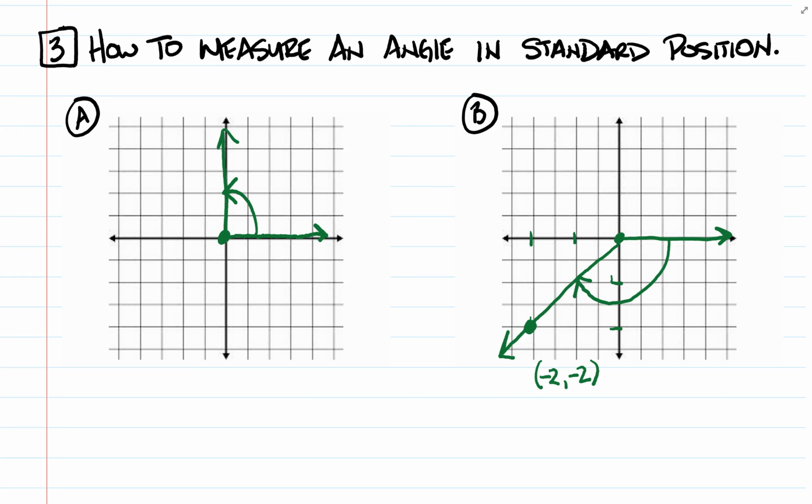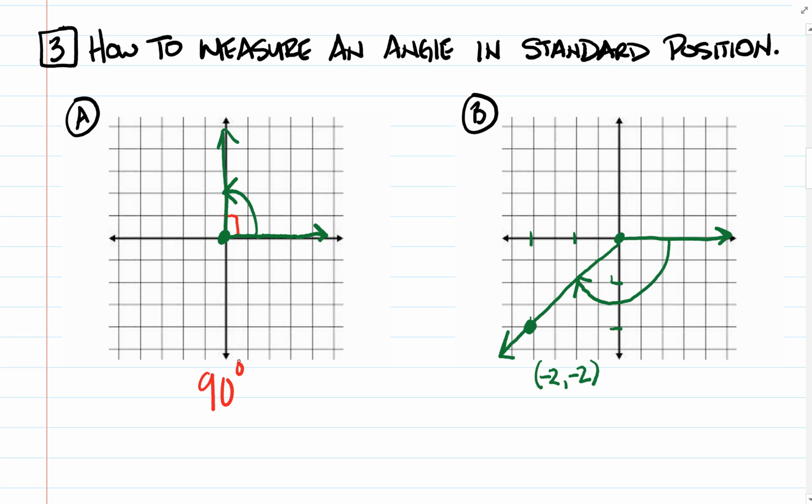Okay, box number 3 suggests how to measure an angle in standard position. So it doesn't suggest, it tells you how to do it. So I have 2 examples for you. I have A and I have B. Okay, let's look at A first. Well, this is an angle that's in standard position. I know that much. And I know that the terminal side has swung out 90 degrees because it makes a right angle here. So because my terminal side has swept out an angle of 90 degrees and it's moved in a counterclockwise direction, I know that this angle is worth 90 degrees.